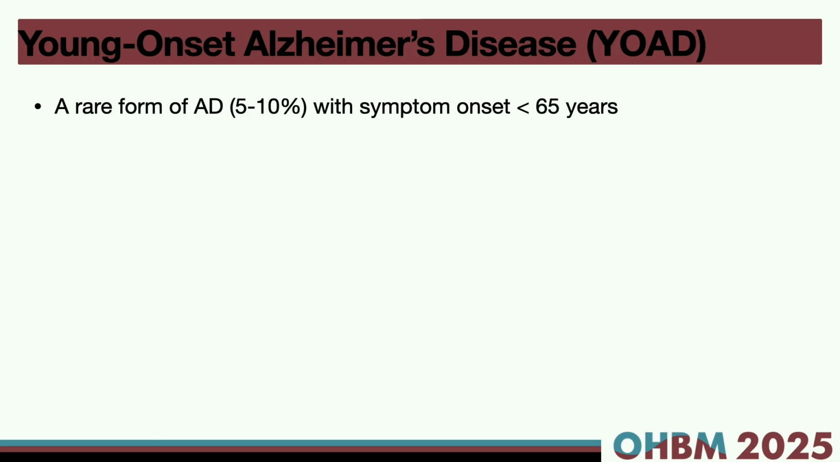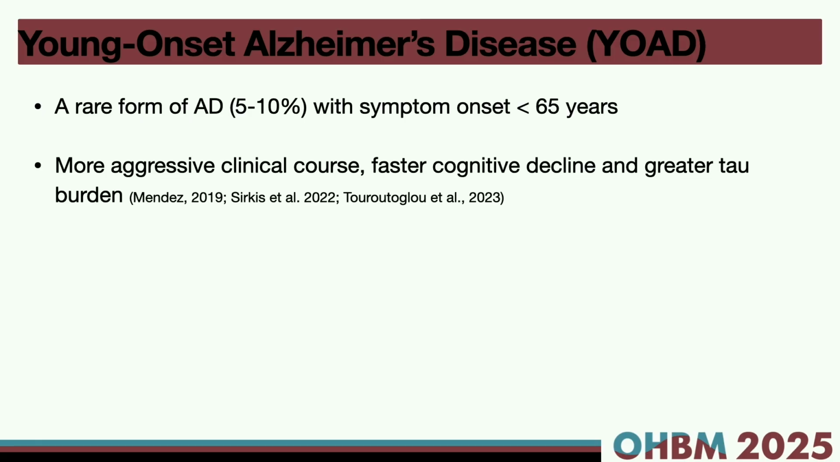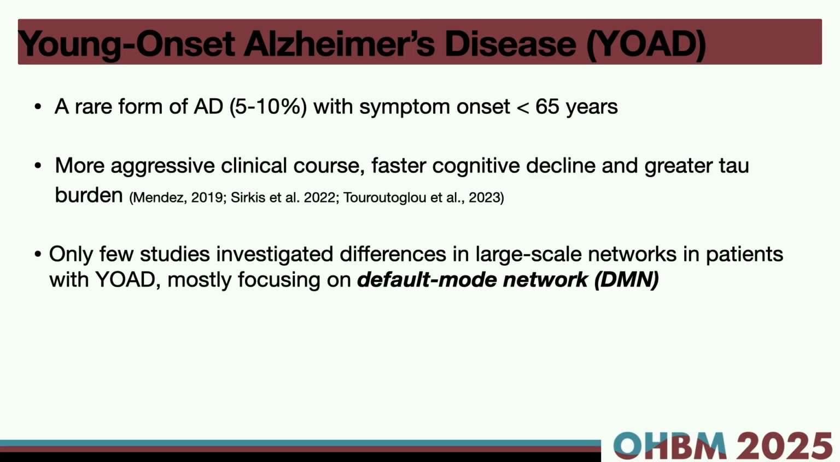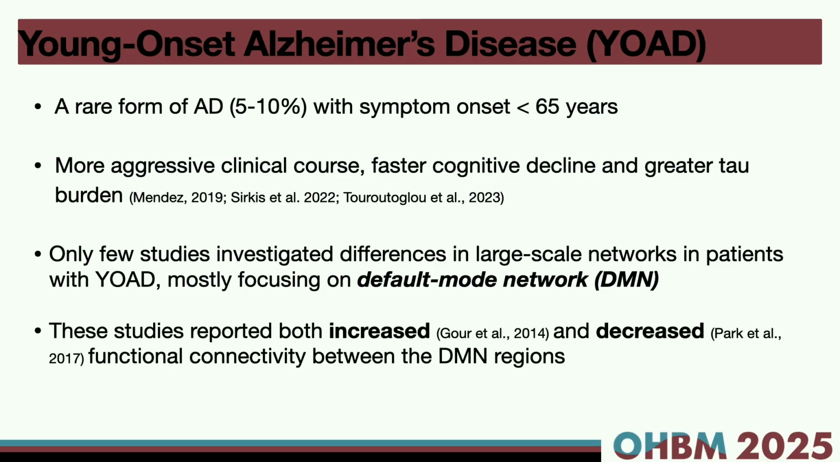Young-onset Alzheimer's disease is a rare form of Alzheimer's disease that manifests before the age of 65. It often presents with a more aggressive clinical course, with faster cognitive decline and greater tau burden. Extensive research has established that Alzheimer's disease disrupts the communication between functional brain systems. However, only a few studies in young-onset Alzheimer's disease have investigated the connectivity of large-scale brain networks, and most of these focused on the default mode network, reporting both increased and decreased functional connectivity in the DMN.